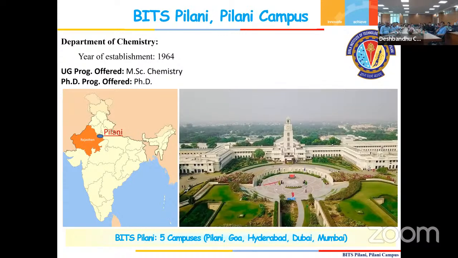The Department of Chemistry was established in the year 1964. It's one of the oldest departments, and we offer undergrad, MSc, and PhD degrees. We have right now around 21 faculty and 80 PhD students working in the areas of organic, inorganic, physical chemistry, theoretical chemistry, and other interdisciplinary work.